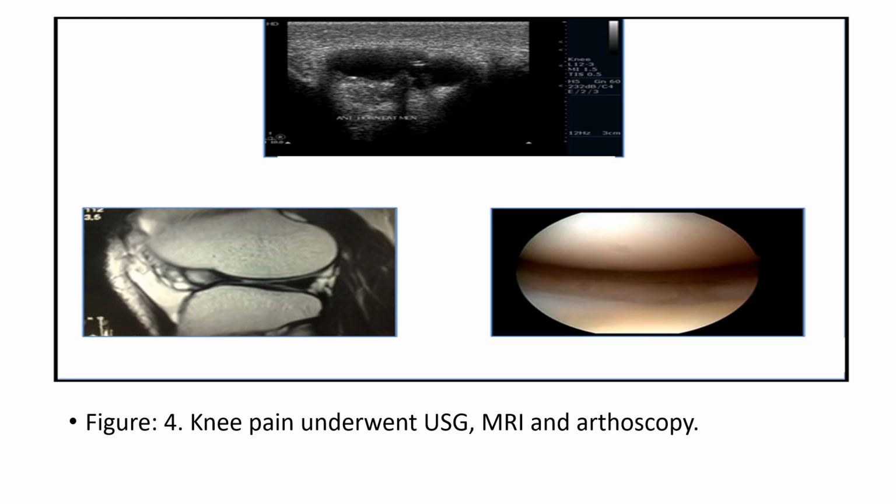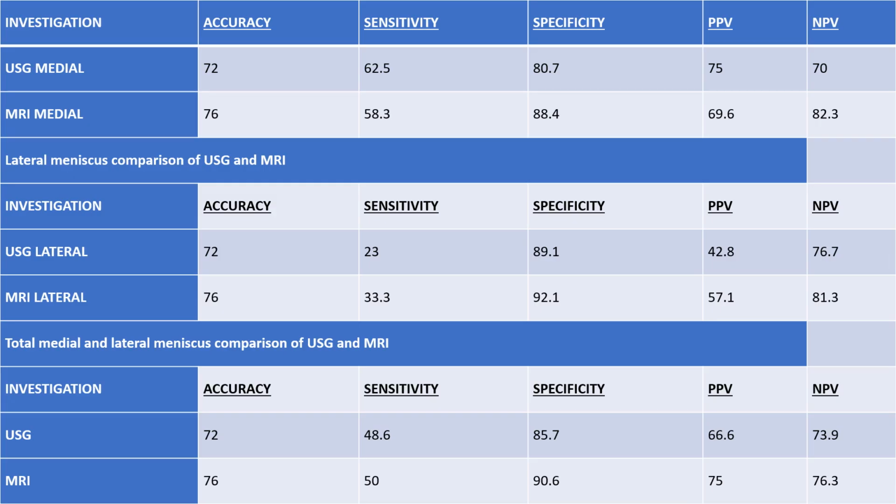These are some of the images obtained from a patient who presented to us with knee pain and underwent ultrasonography, MRI, and arthroscopy respectively. The images that we see here show a lateral horn tear on USG. These are the results that we found, which are tabulated according to the accuracy, sensitivity, specificity, positive and negative predictive value.